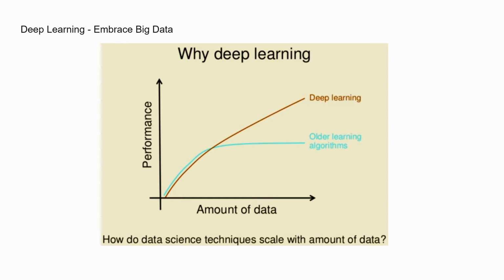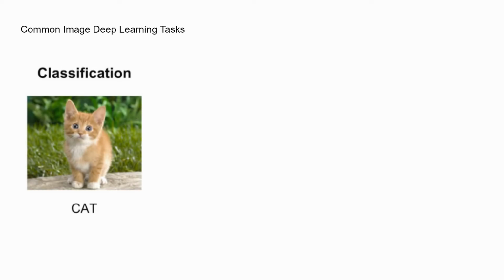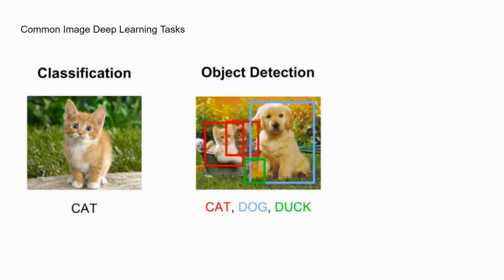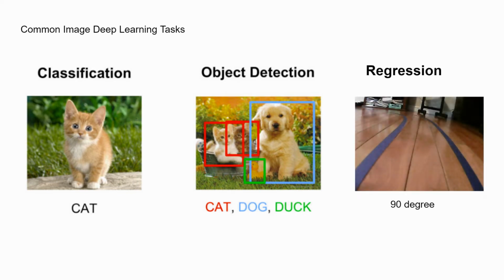For images, there are three commonly used deep learning tasks. Classification classifies an image into a set of predefined categories. Detection tells us what objects are in the image and their position. Regression predicts a continuous number from an image. For our lane following case, we need the model to predict the steering angle, so it's a regression problem.